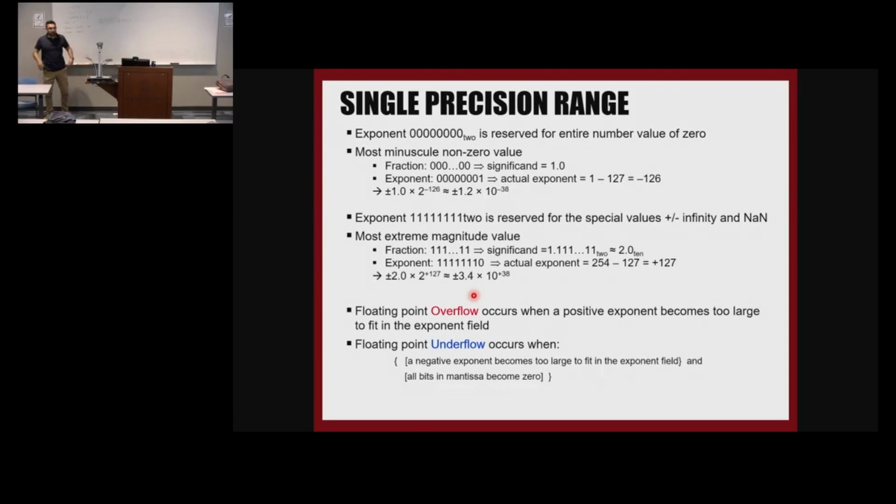Overflow happens when your numbers are larger than this. When you have numbers that are bigger than this number, that's an overflow. If you have numbers that are smaller than 1.2 times 10 to the negative 38, that's called underflow. So floating point numbers cannot show these huge numbers and these very small numbers. So that's the range that you can cover with a single precision floating point. With double precision floating point, you can cover way smaller numbers and significantly larger numbers. Okay? Any questions?